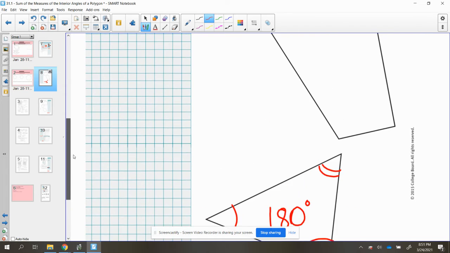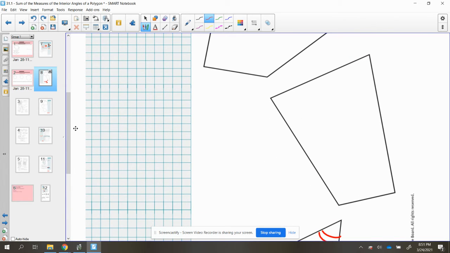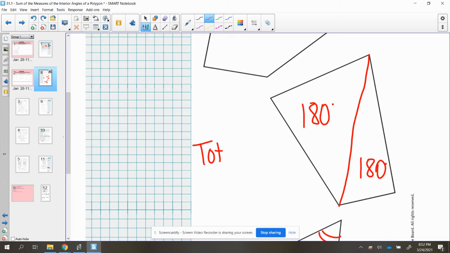If we look at the quadrilateral and draw in a diagonal, how many triangles can we create? Without crisscrossing any others, we can draw across here and we create two triangles. This triangle would have 180 degrees total in its interior angles, and this one would have 180 degrees as well. So the quadrilateral has a total of 180 plus 180, or 360 degrees.